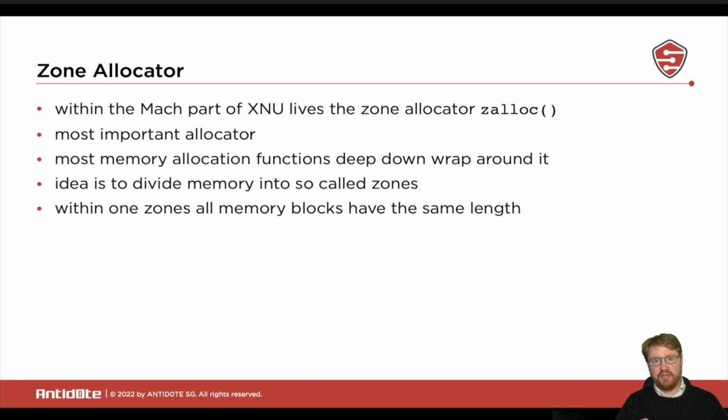So the idea of this allocator is basically that memory is divided into so-called zones. Zones actually have a name, and they are basically of the same size. Within one zone, all memory blocks, all zone elements, have the same length. So it's for grouping allocations together so that, for example, the same data type always ends up in the same kind of zone. We are not going into details here. This is just the only information you need here.